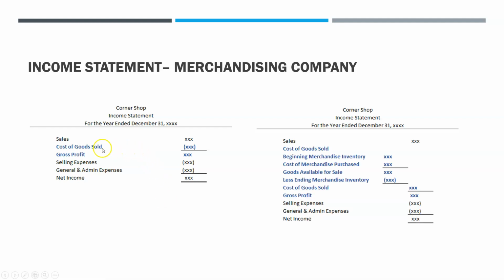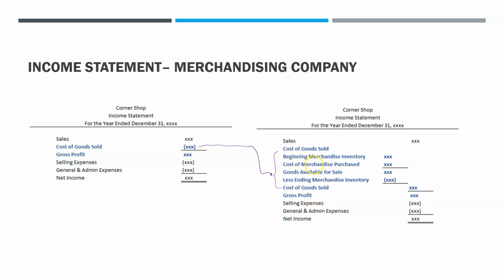We're going to expand this cost of goods sold to look at the calculation of how to calculate cost of goods sold. So basically, let me get the pen and show you what I mean. This particular line item here has been expanded to include all these items. So basically, to calculate cost of goods sold, you're going to look at your beginning merchandise inventory. That's inventory on January 1st of the year. If it's a month, it's of course the beginning of the month.